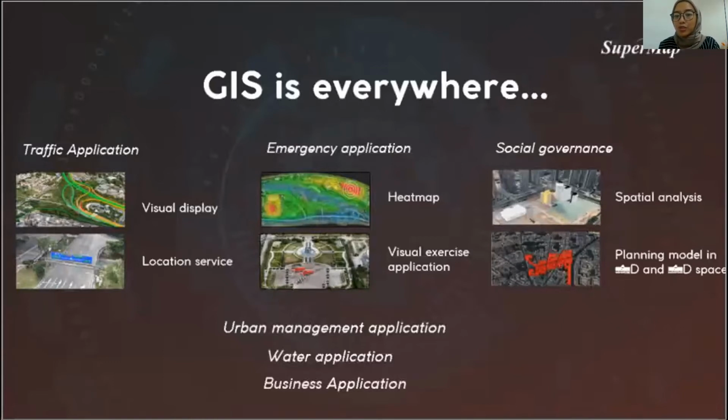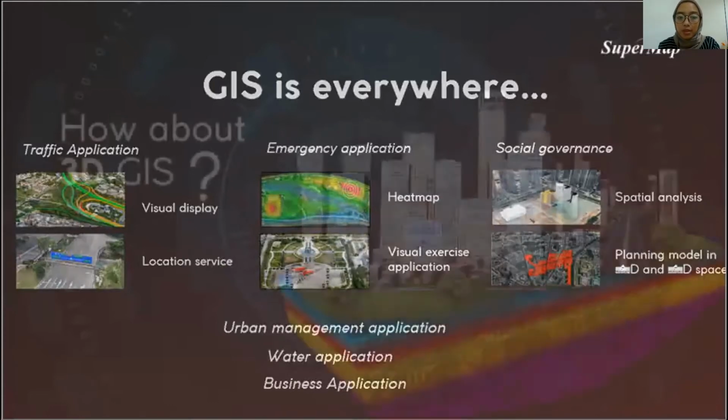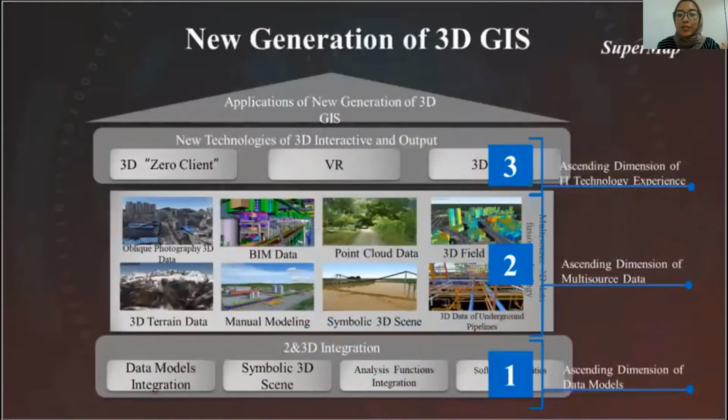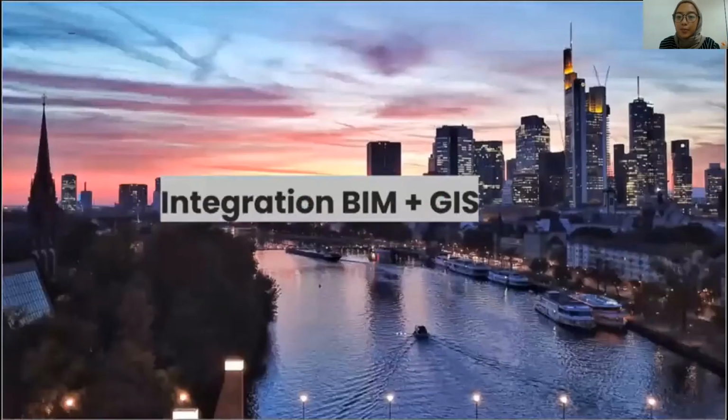And many more. We can also apply GIS for water applications or business applications as well. But that is the general overview of GIS. But what is 3D GIS? So actually I have discussed it before, so I think there is no need for me to repeat it again, and I can move to the next part, which is about the BIM and GIS integration.